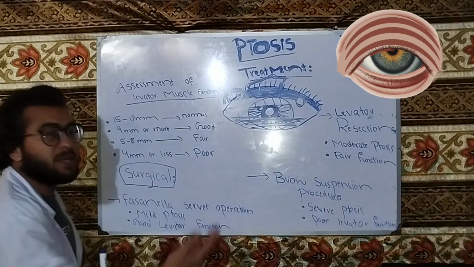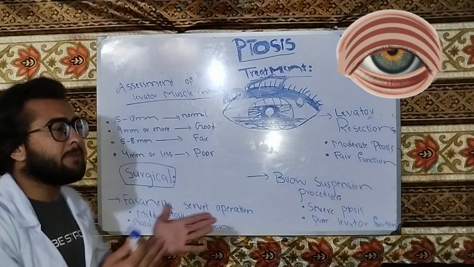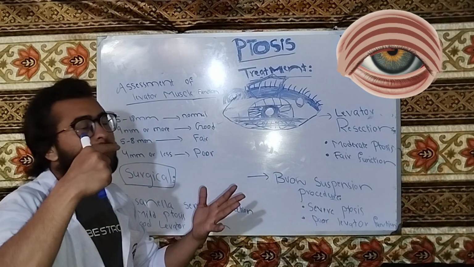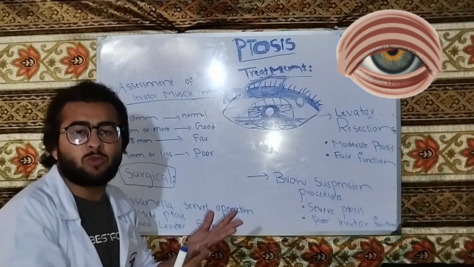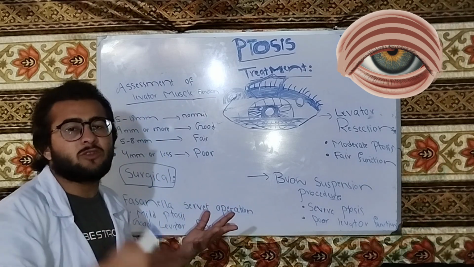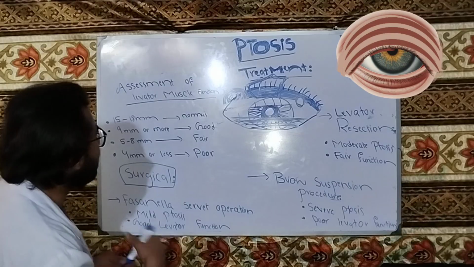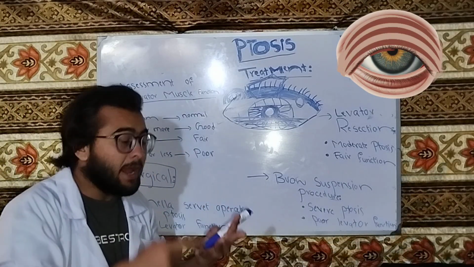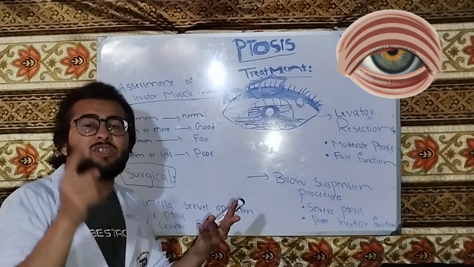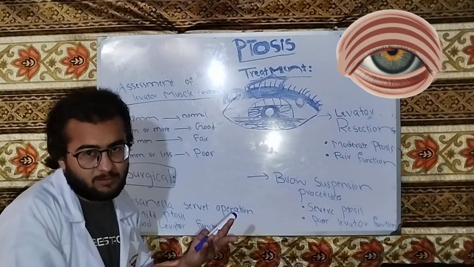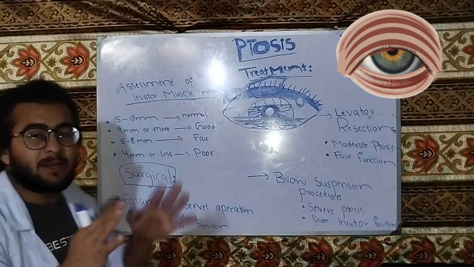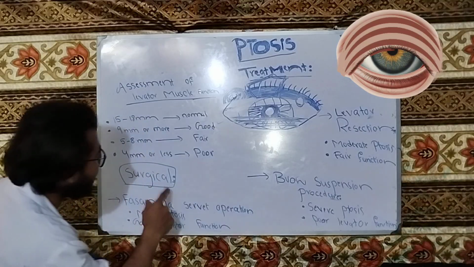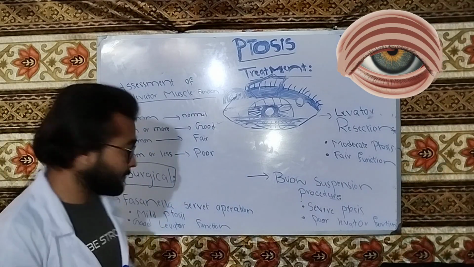There are medical options and surgical options. The medical option is indicated for example in myogenic ptosis and for some cases of neurogenic ptosis. But for all other types of ptosis, and for ptosis in which the medical treatment has failed, we will indicate surgical treatment.